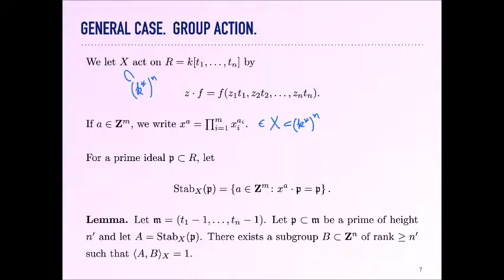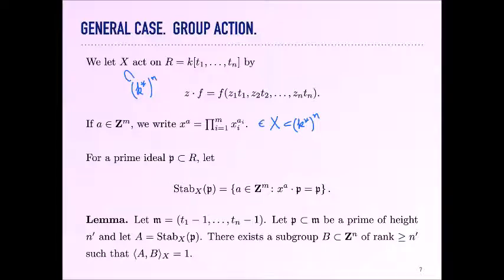So this acts on the ring, so therefore it acts on the ideals of the ring. So if it stabilizes, we're going to call it the stabilizer. But instead of viewing it as a subgroup of X, we're going to view it as a subgroup of the elements indexing X, namely these tuples in Z to the m.